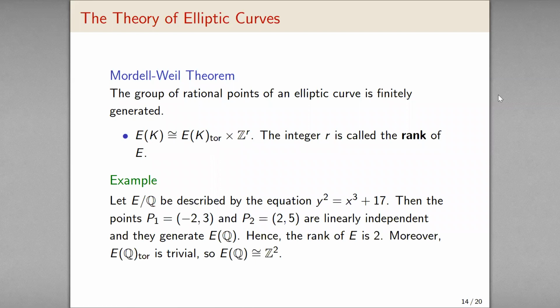Here's an example for the Mordell-Weil theorem. If E is an elliptic curve over Q that's described by the non-singular equation y squared equals x cubed plus 17, then the rational points (-2, 3) and (2, 5) generate the group of rational points, and they are linearly independent, which implies that the rank of E is 2. One can then show that the torsion subgroup is actually trivial, which implies that the group of rational points is isomorphic to Z squared.